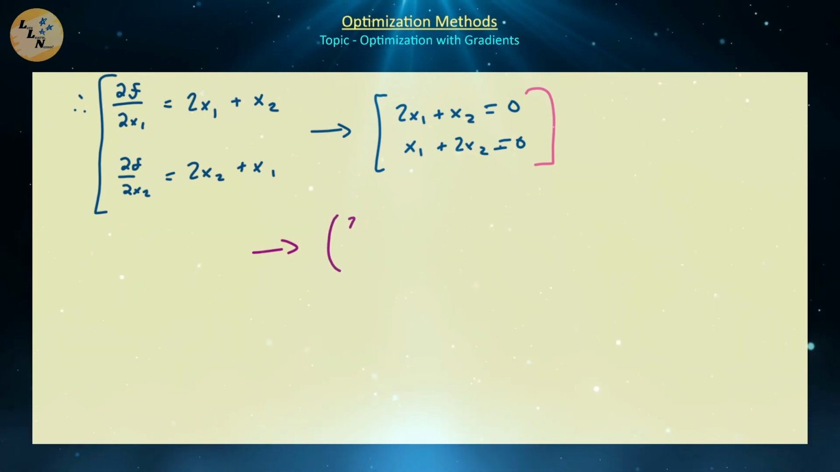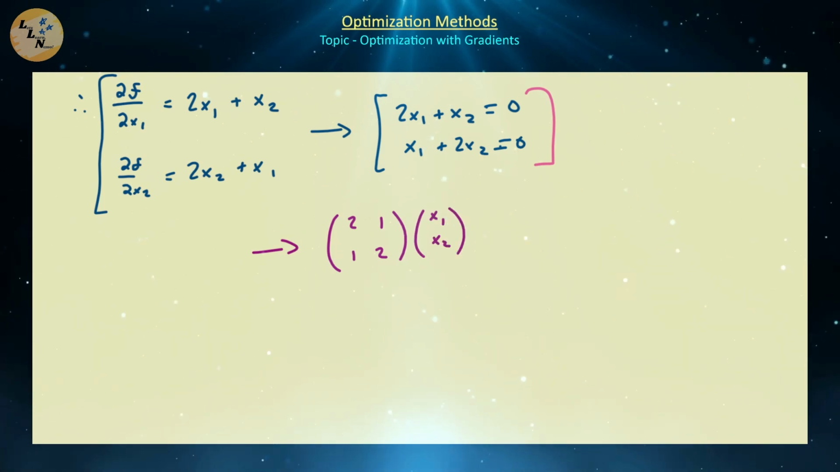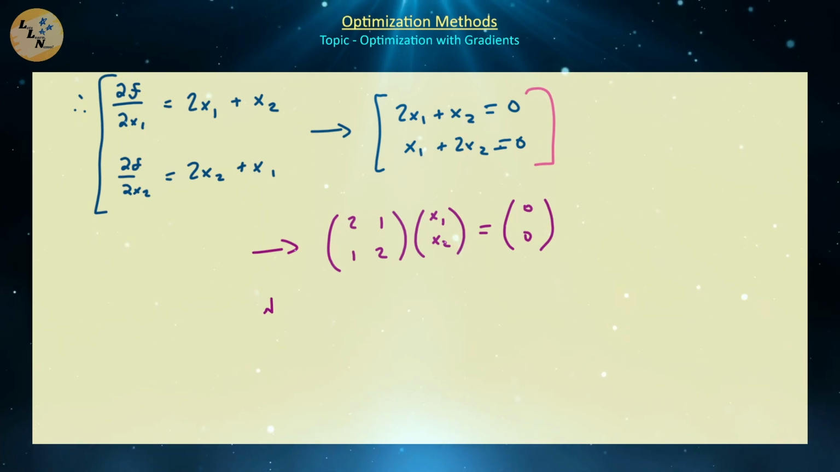So we have the coefficient matrix 2, 1, 1, 2 times the unknown vector x1, x2, and that's going to be equal to 0, 0. We should be able to see that the determinant of this matrix 2, 1, 1, 2 is going to be equal to 3, which is not equal to 0.